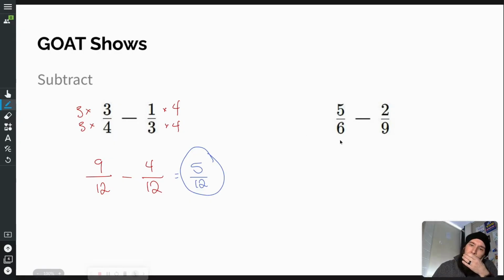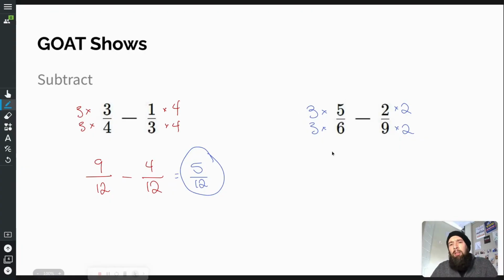This guy, I need a common denominator. I could multiply u by 9 over 9, and I could multiply u by 6 over 6, but that's kind of big. I'm noticing that with 6 and 9, I can make 18 pretty easily. I can make 6 turn into 18 by multiplying by 3, so I'll multiply the 5 by 3. I can make 9 into 18 by multiplying by 2, so I have to multiply u by 2.